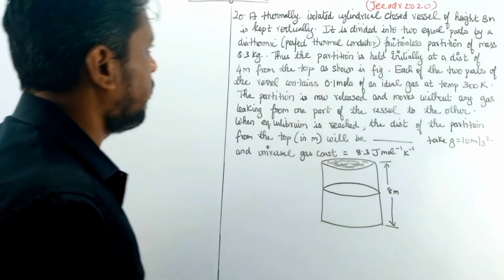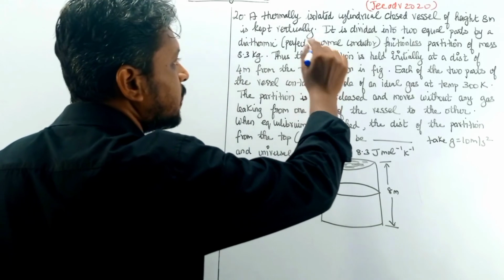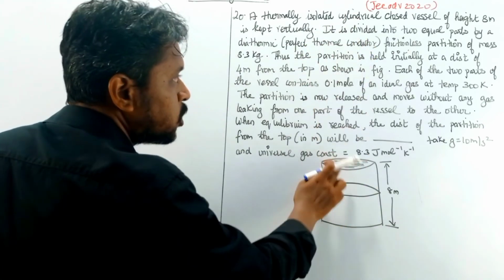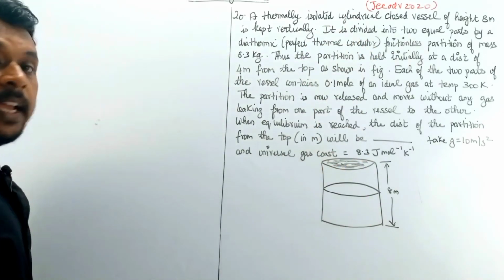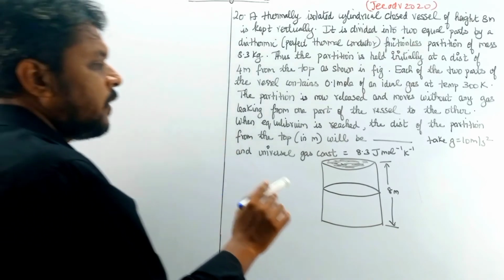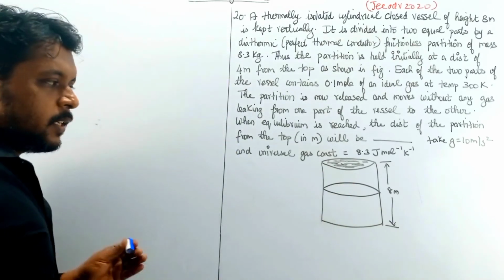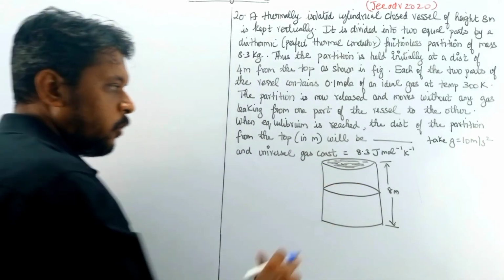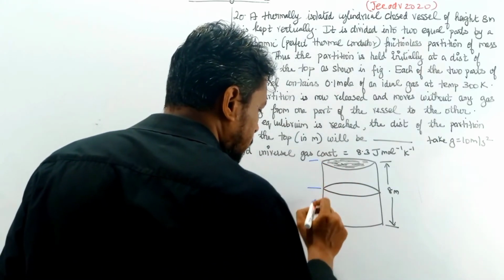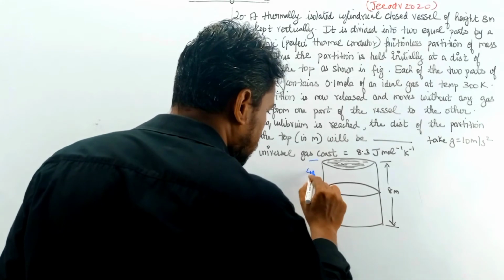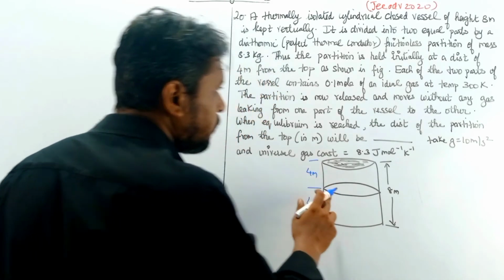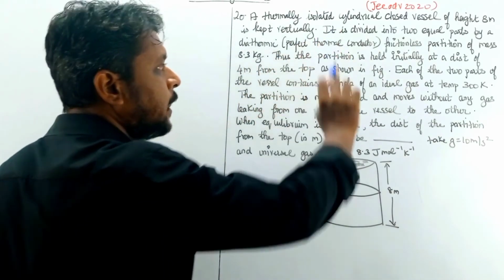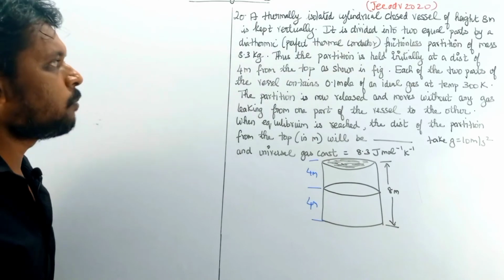Okay, so here they have given a thermally isolated cylindrical closed vessel of height 8 meters, kept vertically. It is divided into two equal parts by a diathermic conductor. Two equal parts means this will be 4 and this will be 4 meters. Diathermic means it is a perfect thermal conductor, a frictionless partition of mass.